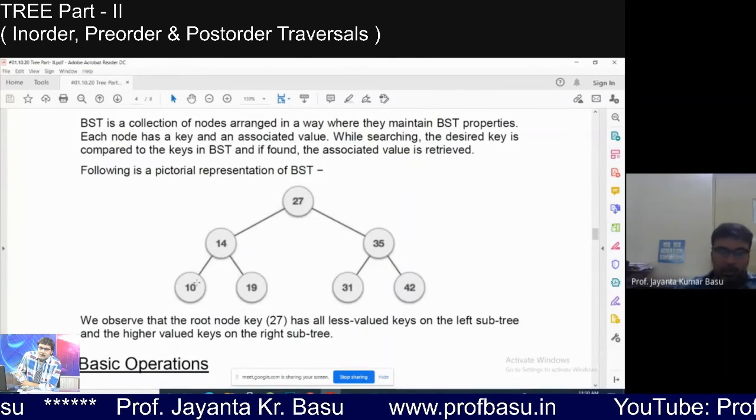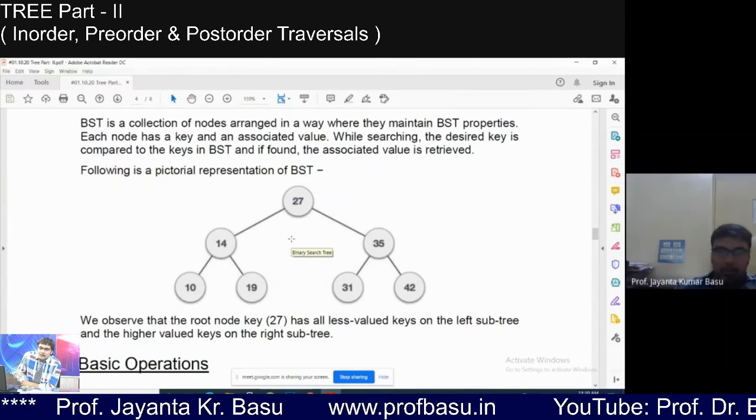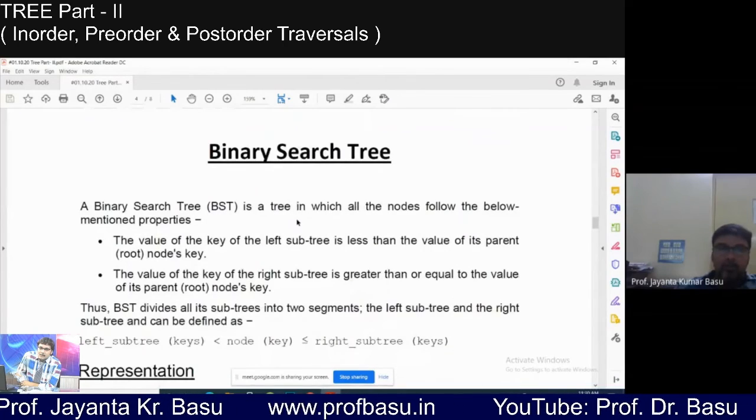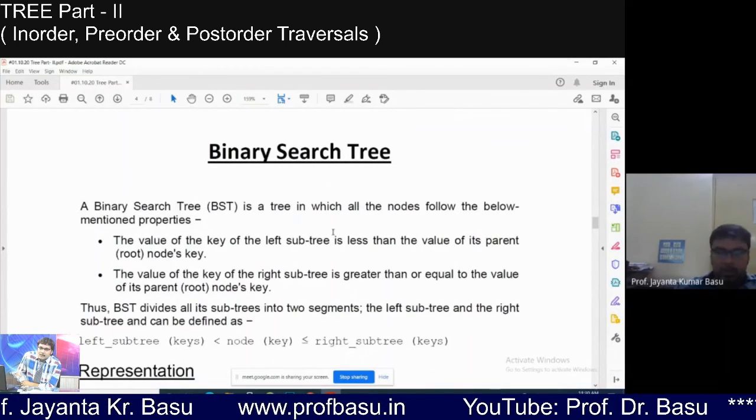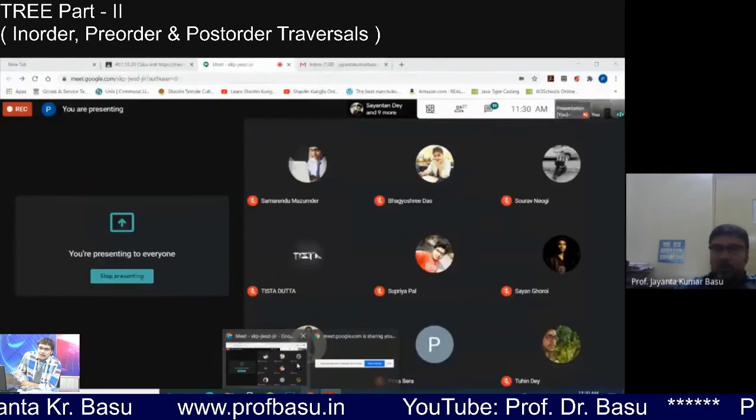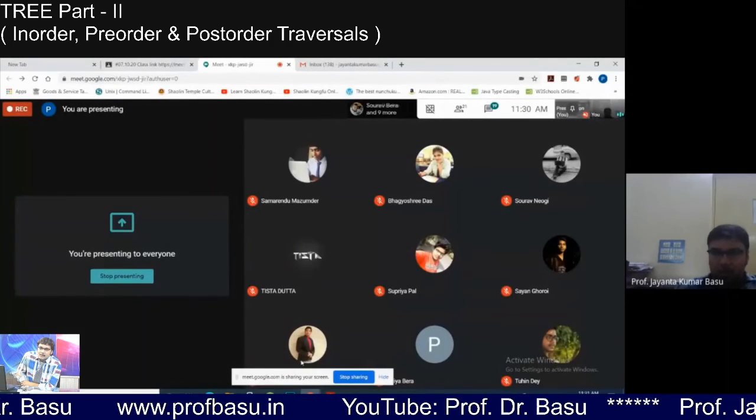Before that, you can see the difference between a binary tree and a binary search tree. In the last class, I discussed that. A binary search tree is a more special type of optimized binary tree, right?